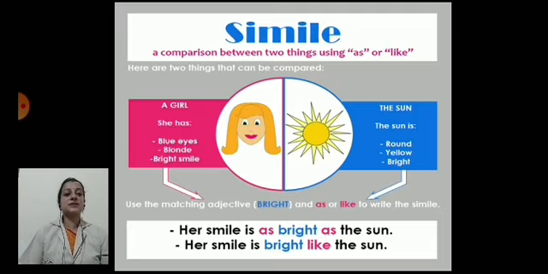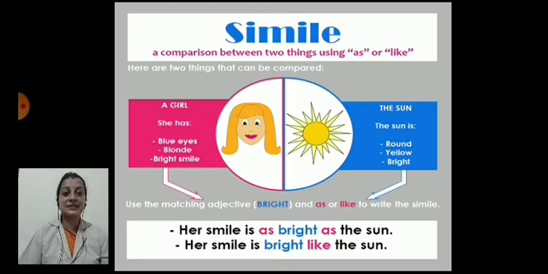So first poetic device we are going to learn about today is simile. What is simile? It shows comparison between two things using as or like. Simile means here we can see the comparison between two different things, totally different things, using as or like. Here you can see that there is the comparison between the girl and the sun. How? You can see the first example. Her smile is as bright as the sun.